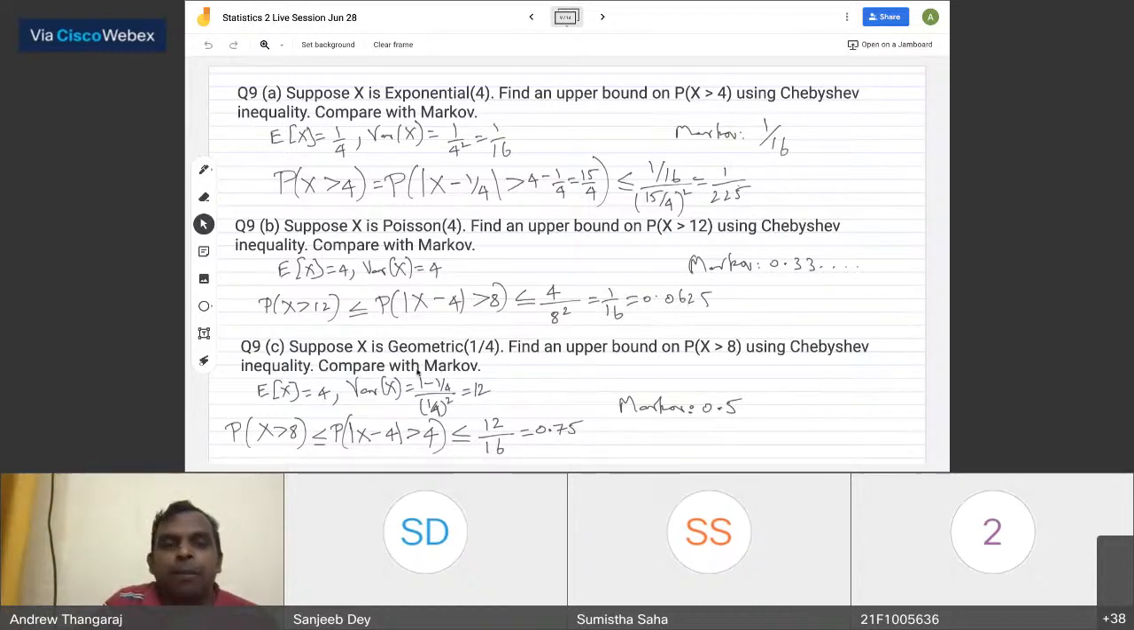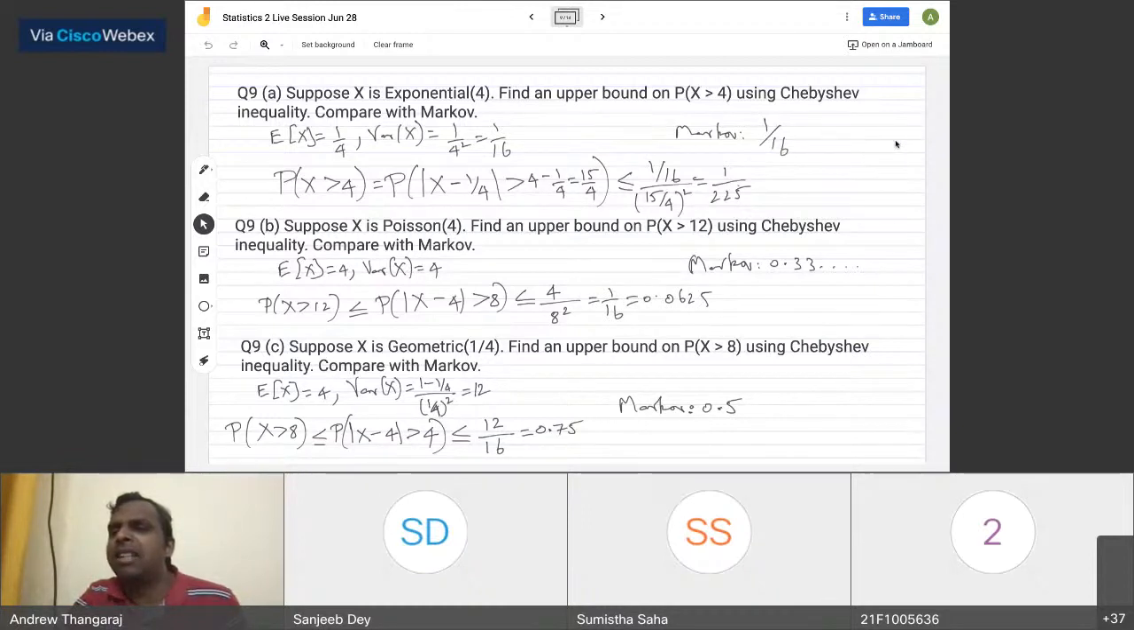So Markov was not too bad. The geometric one, 1/4, probability that x is greater than 8. Remember, Markov gave you 0.4. If you do this, it seems like you're getting 0.75. Because of the way the variance and the difference are working, Chebyshev is giving you worse answers. So the point I wanted to make is you may get a worse answer with Chebyshev also. It can happen in some extreme situations, but typically in most cases, Chebyshev will give you better answers than Markov. Keep that in mind.